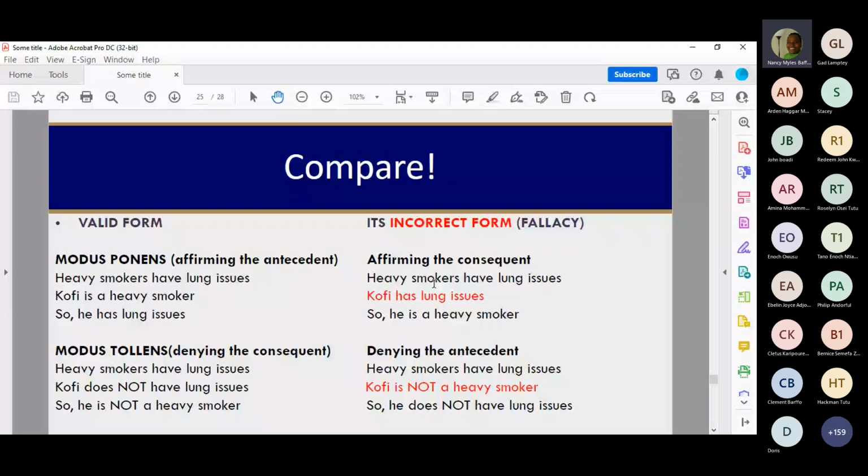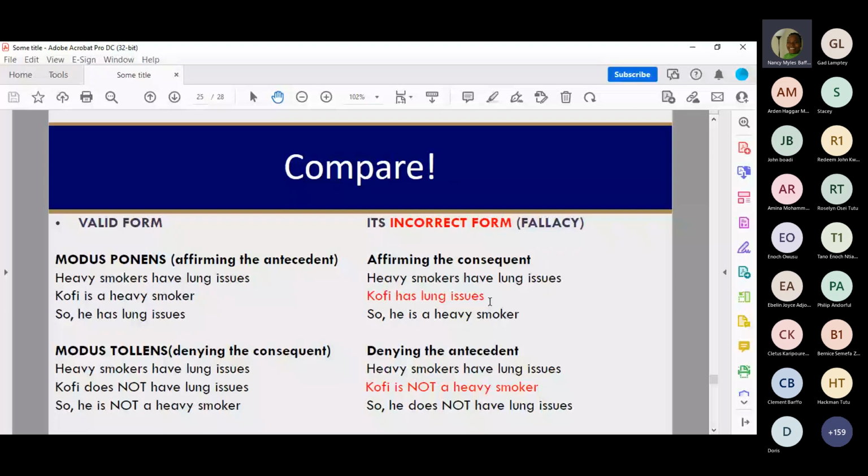So if I say heavy smokers have lung issues, then the next premise says Kofi has lung issues. So I should conclude, therefore, that he's a heavy smoker. The logic is sick. It's fallacious. Because Kofi may not necessarily be inside the set of heavy smokers, but will still be inside a set of what? Lung issues. So picture your Venn diagram now, the one that we begged you to pass before you come to the university. You see that it has come up.